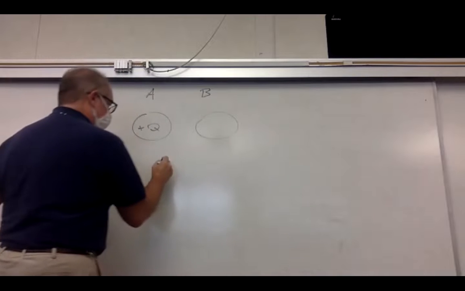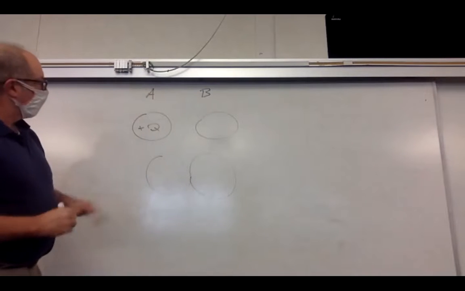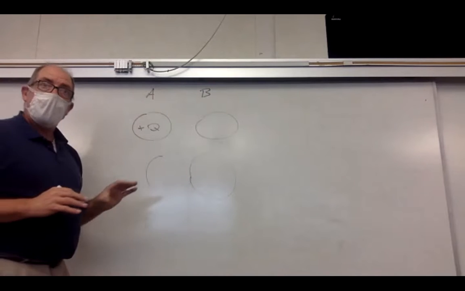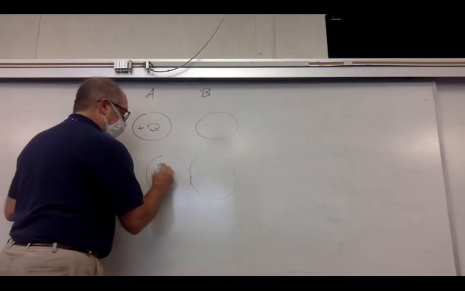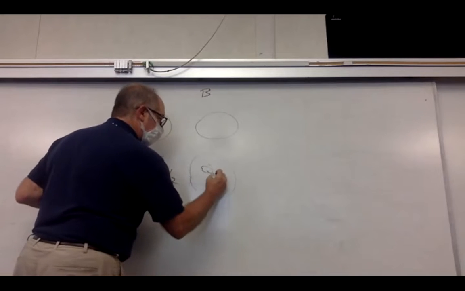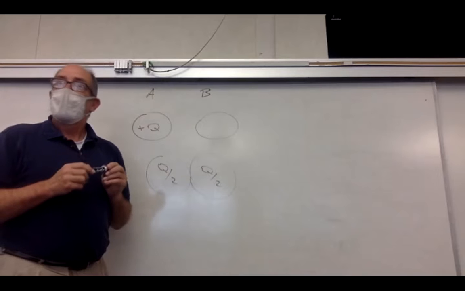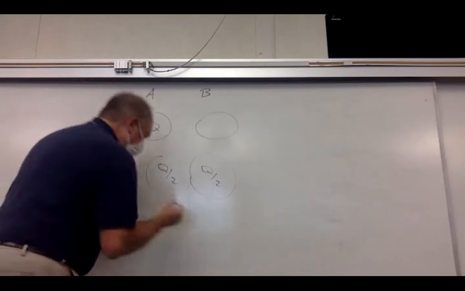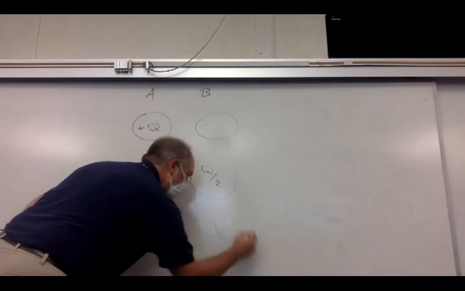Okay. Now we're going to touch them. And when we touch them, they're going to share charge. And if they're identical, then they're going to split it evenly. So I'm going to get Q over 2 there and Q over 2 there. That makes sense so far? Then what happens is we're going to separate them, and so they're going to keep their Q over 2 charge.